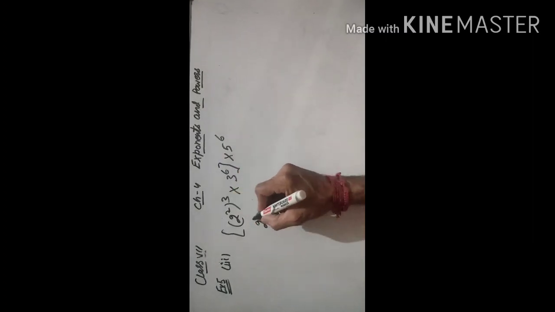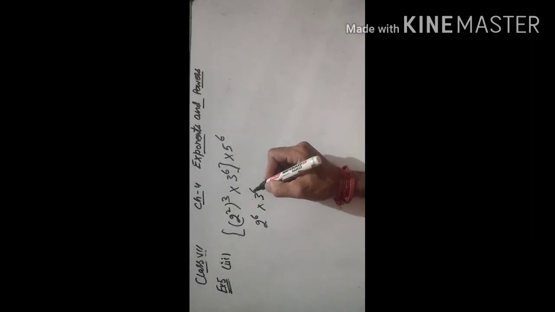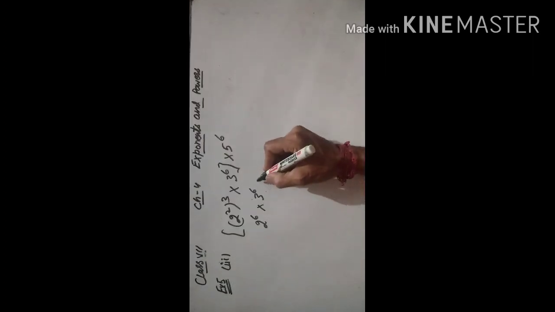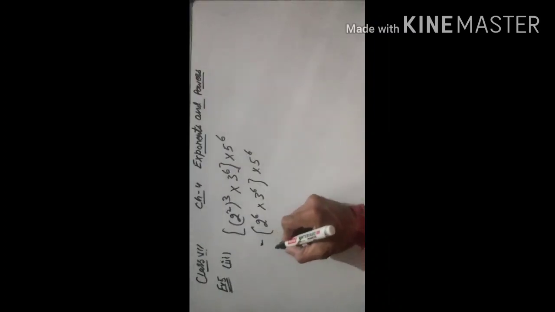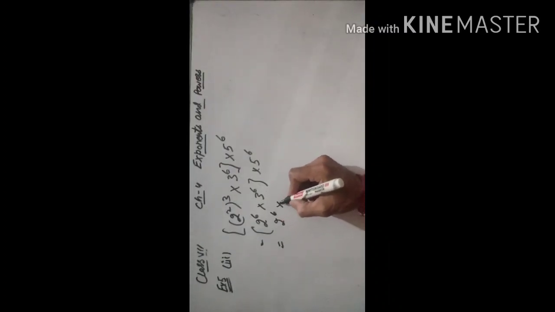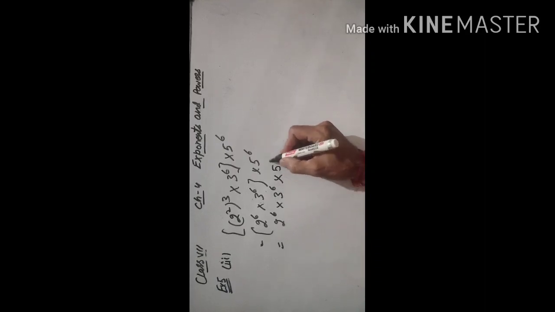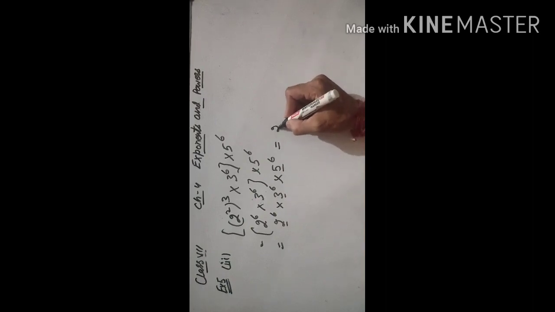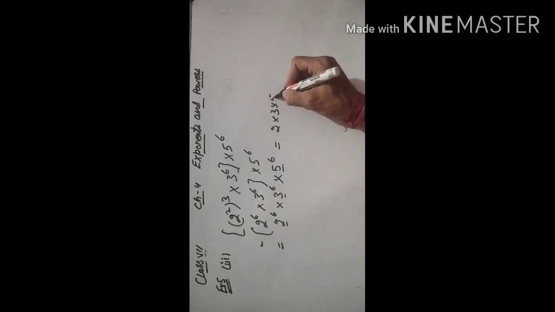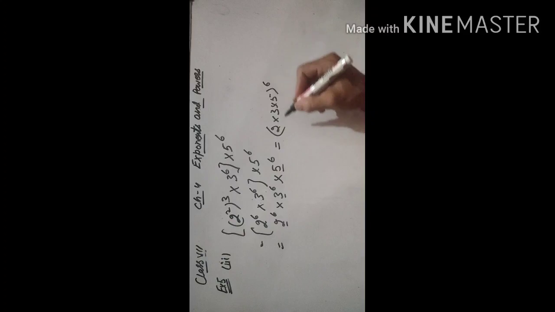2 to the power 3 to the 6, into 3 to the power 6, into 5 to the power 6, that is further equal to 2 to the power 6 into 3 to the power 6 into 5 to the power 6. Now the bases are different but the powers are the same. So (2 into 3 into 5) to the power 6, that is 30 to the power 6.